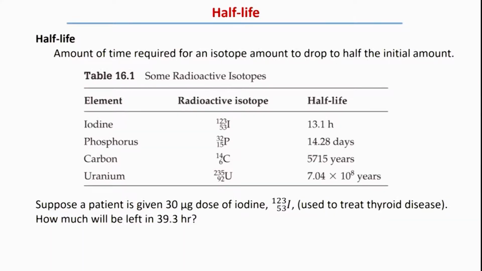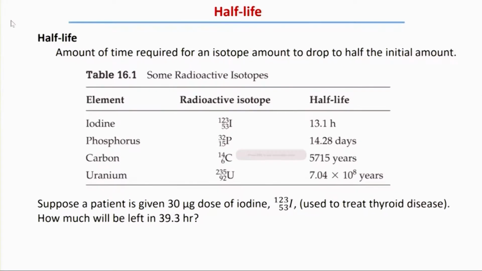All right, so a half-life is, by definition, the time required for an isotope amount to drop to half of its initial amount. So we're taking some initial amount, and then once it divides in half, so let's say 10 grams to 5 grams, the amount of time it took is called its half-life.